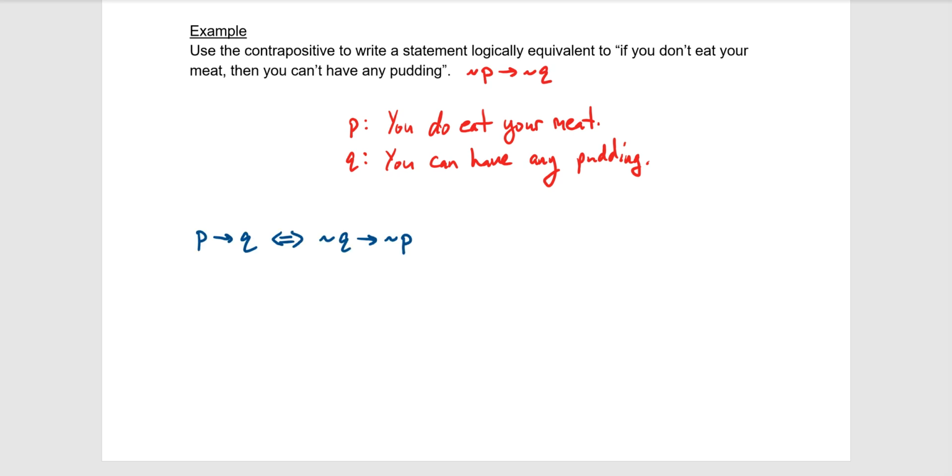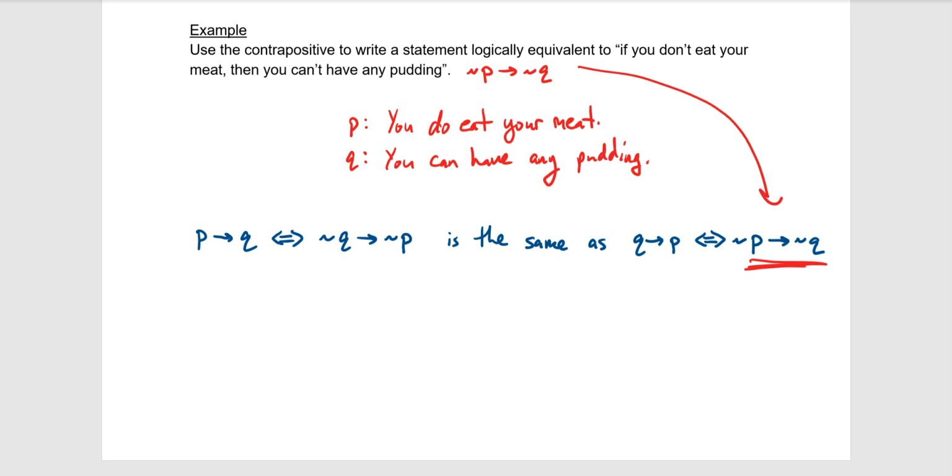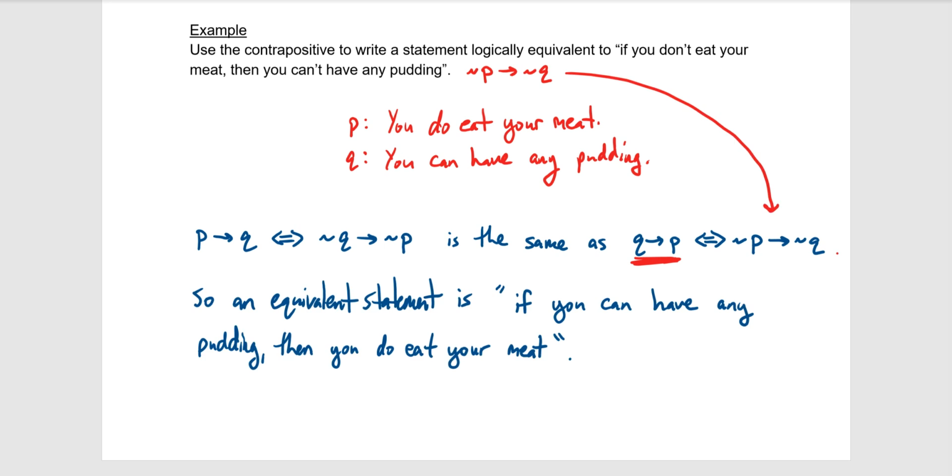So we know based on what we just said that the conditional if P then Q is equivalent to the contrapositive if not Q then not P. So all this is the reverse order for this particular example. So instead of our original setup, which was right here, if not P then not Q, what we're going to do is write it as if Q then P. So we're going to read this off as if you can have any pudding, then you do eat your meat. So that is an equivalent statement to the statement from the example. Okay, so that is it for this section.